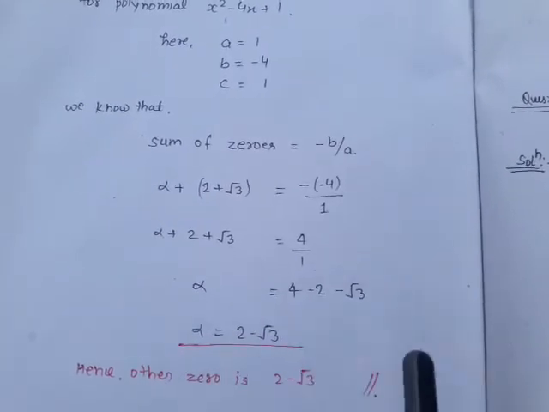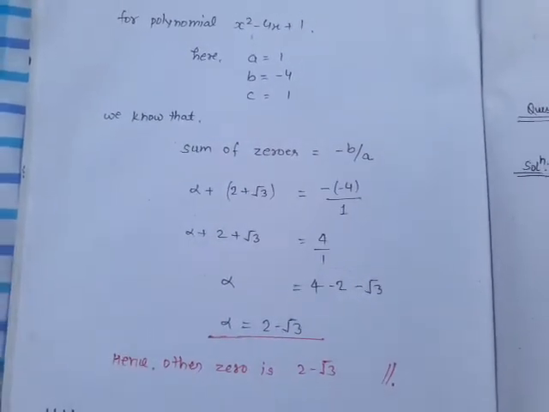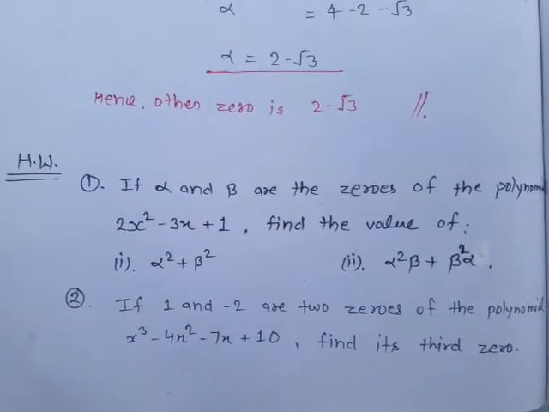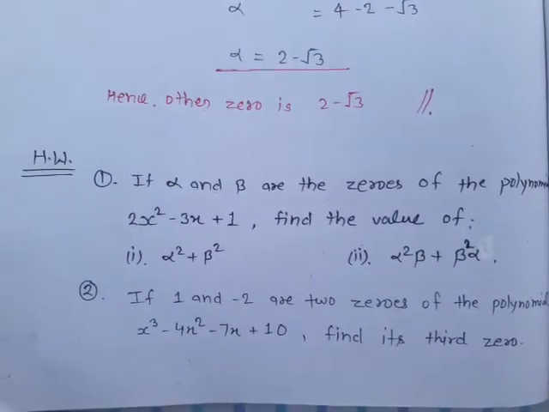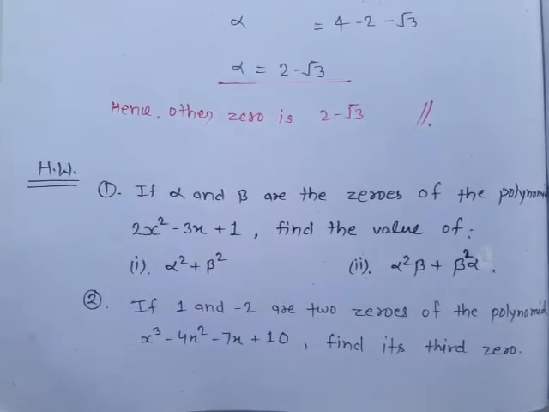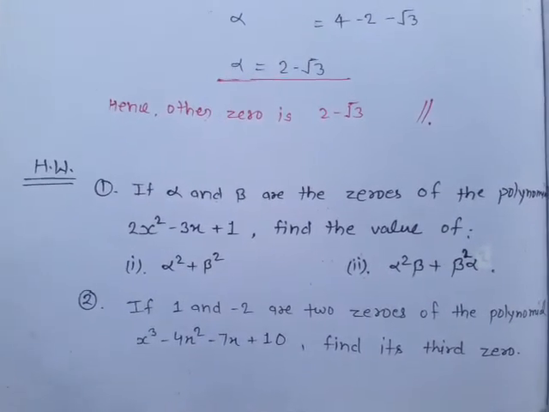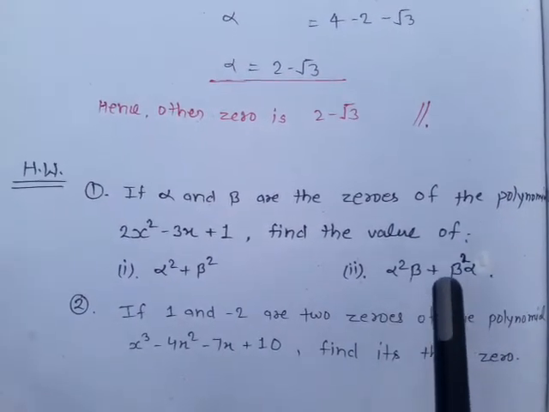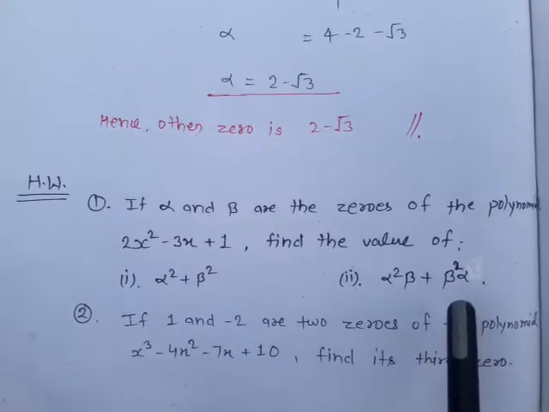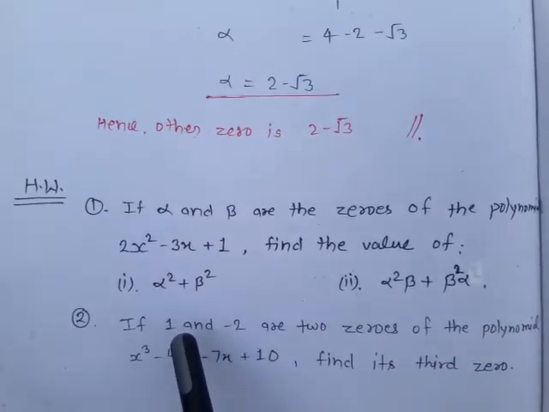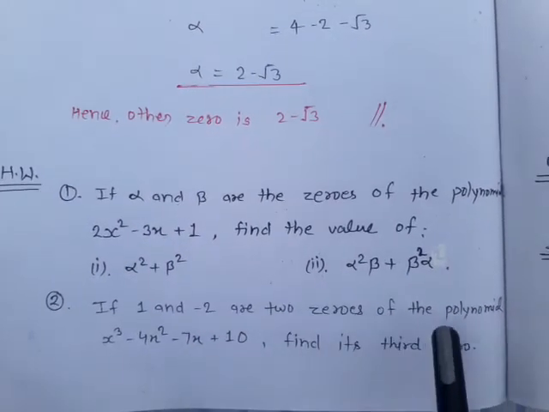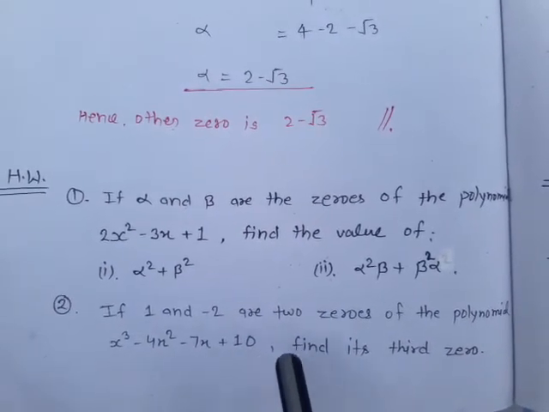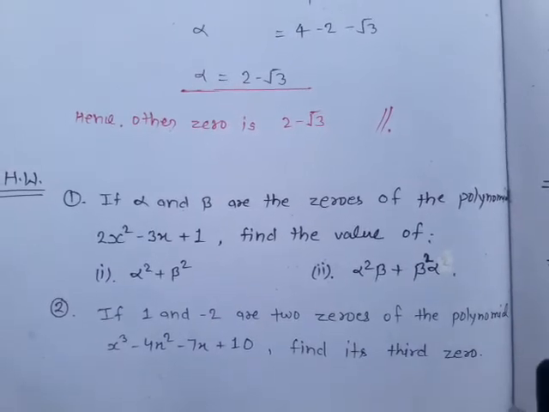This is the format of this question. On the basis of today's lecture, you can solve your homework. If alpha and beta are the zeros of the polynomial 2x square minus 3x plus 1, find the value of alpha square plus beta square, which is first, and alpha square beta plus beta square alpha, this is second. Second one: if 1 and minus 2 are two zeros of the polynomial x cube minus 4x square minus 7x plus 10, find its third zero.